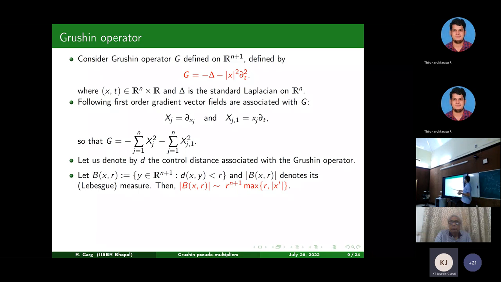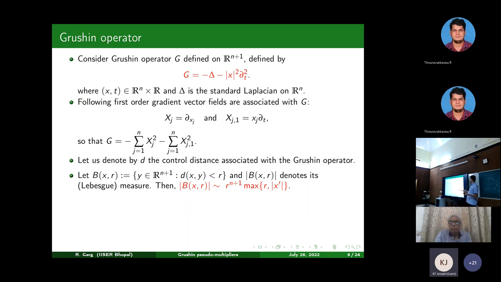So if I define, using this sub-Riemannian metric, the balls, and if I denote by |B(x,r)|, it turns out the Lebesgue measure is the measure here. So the Lebesgue measure of the ball has this explicit asymptotic, where you have growth of r to the power n plus 1 times the maximum of r and |x'|. So this is a typo. If I write x as (x', t), so the first n variables are x', it depends on x'.